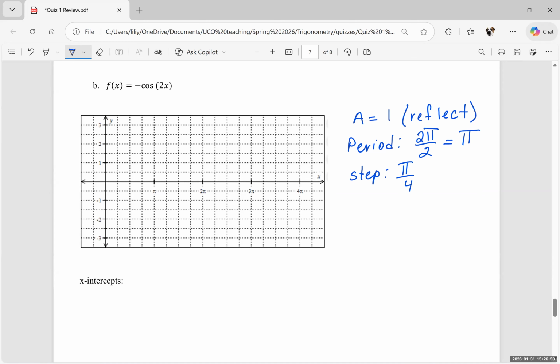Let me label this, and then we'll figure out how many squares that is. I am actually going to stick with their labeling. This is pi, this is 2 pi. So that means that pi over 4, that's just 1 square.